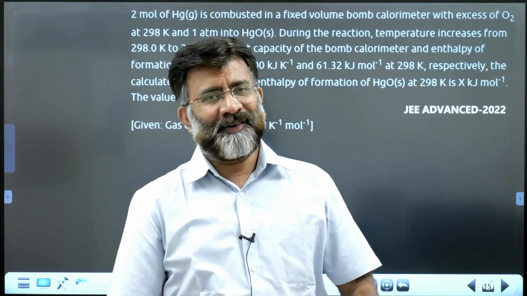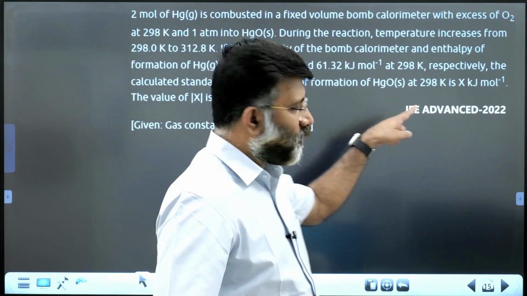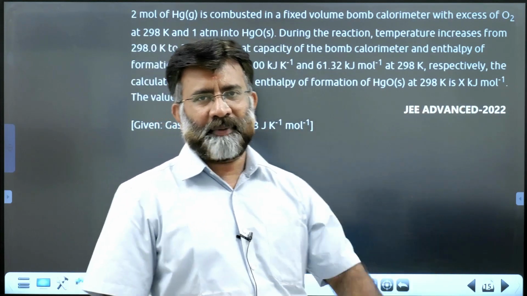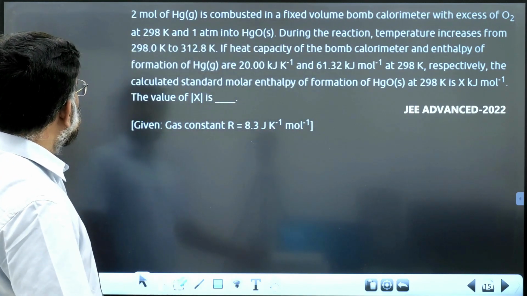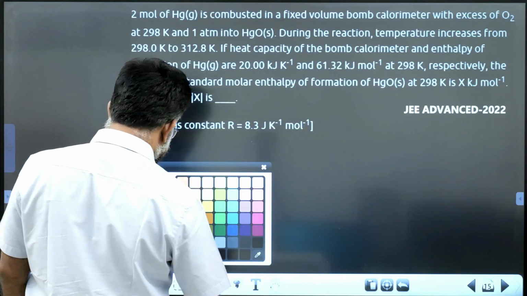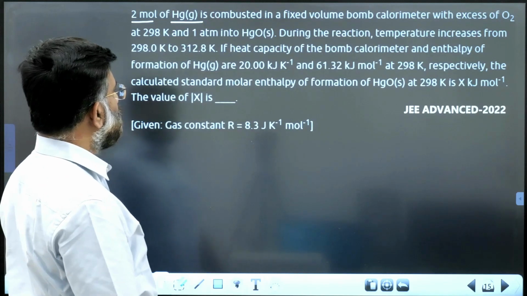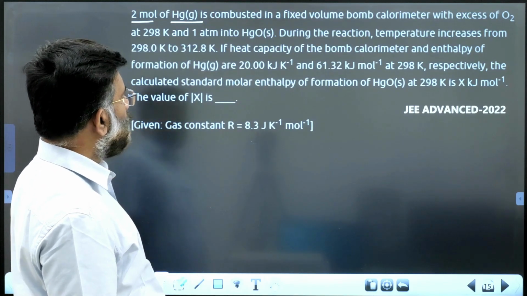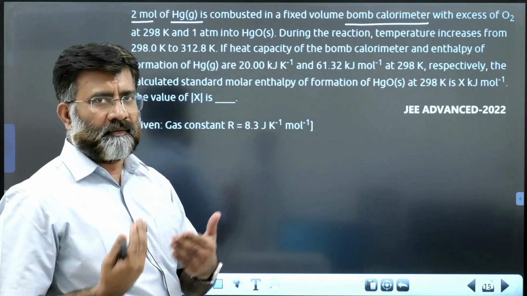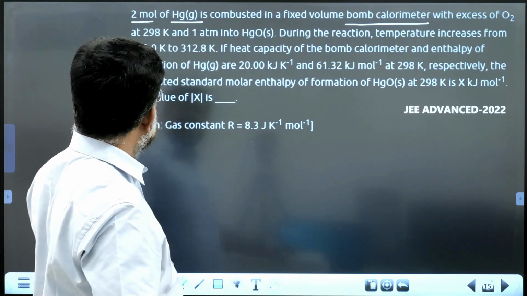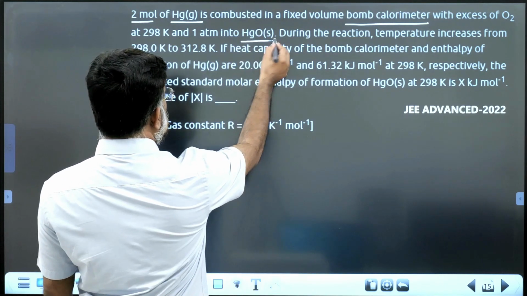And today we have another question from chemistry. The year is 2022 exam paper question. Go through. 2 mole Hg gas is combusted in a fixed volume bomb calorimeter. Bomb calorimeter means a constant volume experiment, with excess of oxygen at 298 Kelvin and 1 atm, into HgO solid.